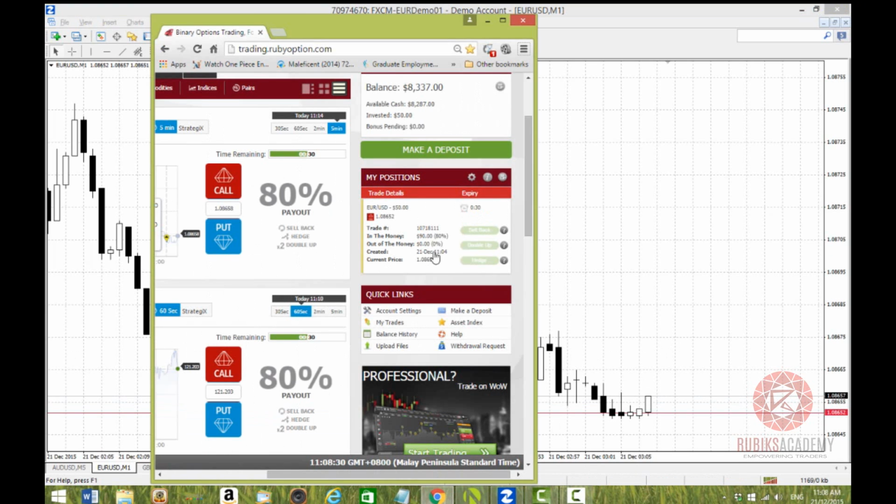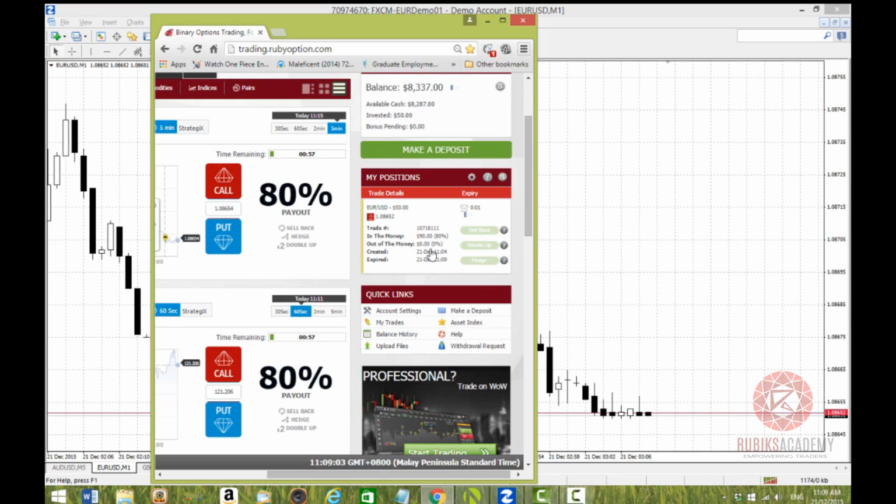We are good actually. We are in the money, pretty much in the money, but I don't know what's going to happen. Like I said, this is December. This is the M1 chart. Anything can happen even in the last 5 seconds. Well, looking at the last 10 seconds. Let's see whether I'm in the money with this.